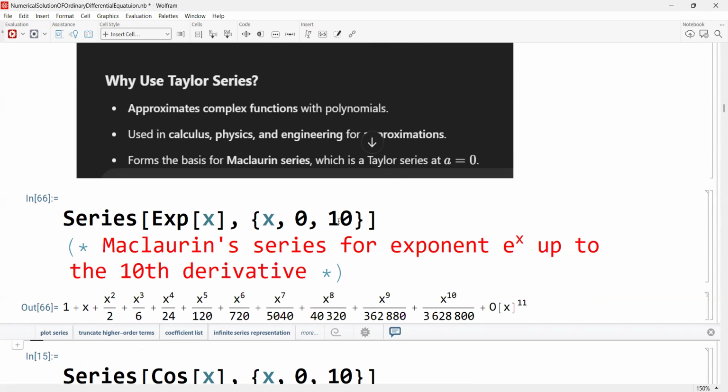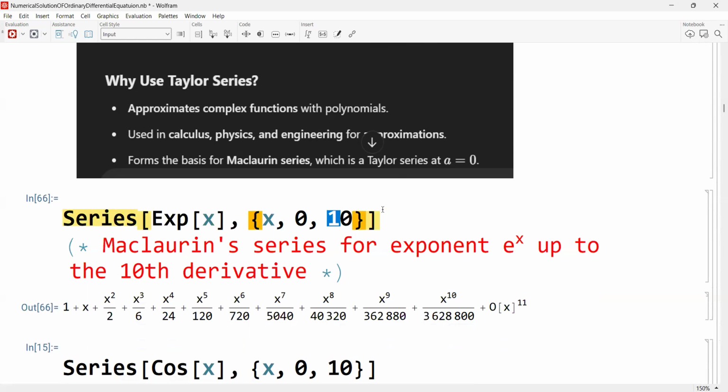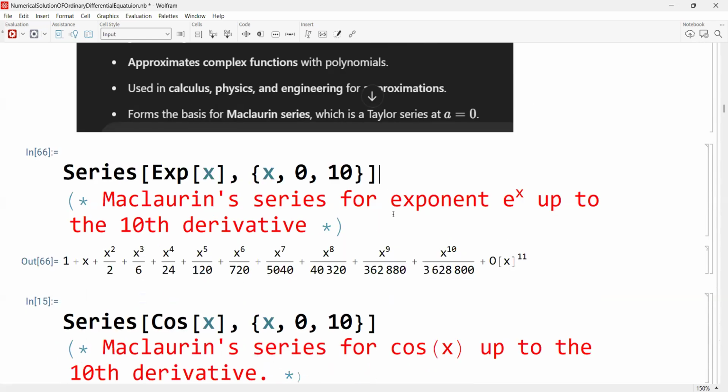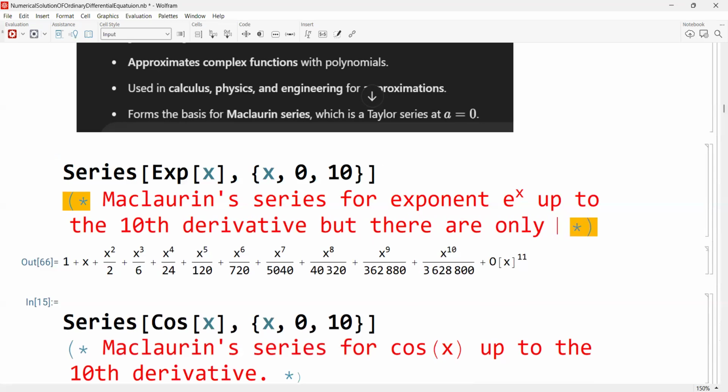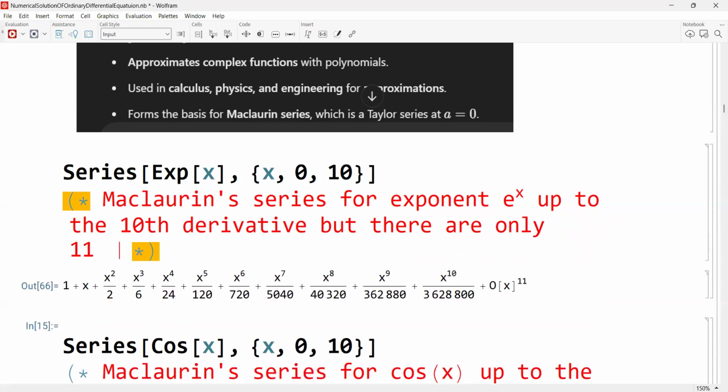Now we have that term 10 here. So this 10 means the 10th derivative. So how many terms do we have here? 1, 2, 3, 4, 5, 6, 7, 8, 9, 10, 11. So we have 11 terms. But there are only 11 terms.